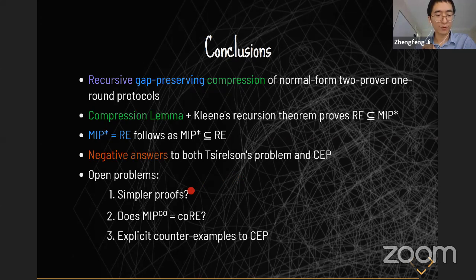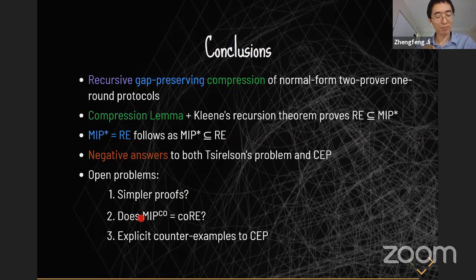One is, can we have simpler proofs? Well, the paper has 160 pages, but I think that the idea is very modularized, that once you have all these ingredients, it's a very modularized proof.